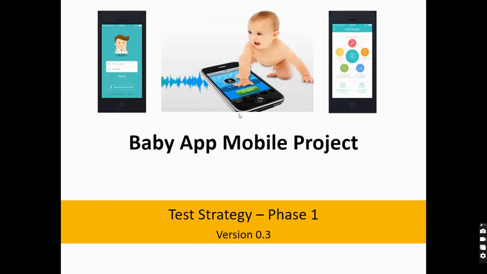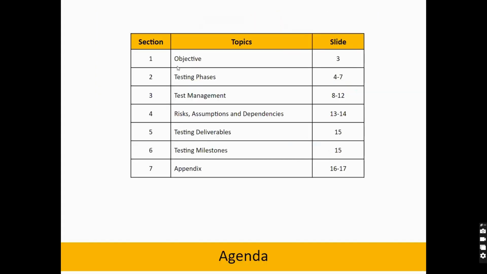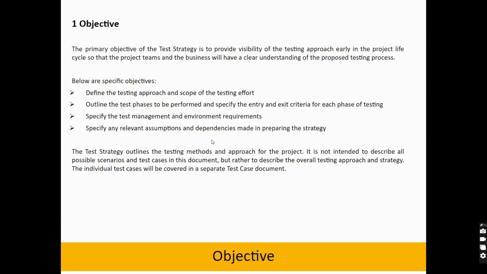Then what we usually do, we need to create a test strategy, right? Our strategy means our high level plan. Now if you see, my objective, my testing phases and test management, what are the risk assumptions and dependencies, what are the test deliverables, what are the testing milestones, right? These are the topics that will be in a test strategy. Now let's go to the objective.